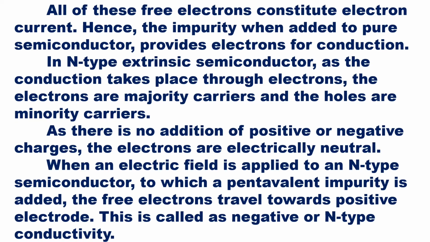When an electric field is applied to an N-type semiconductor to which a pentavalent impurity is added, the free electrons which are produced will travel towards the positive electrode. They will flow towards the positive electrode. This is called negative or N-type conductivity.